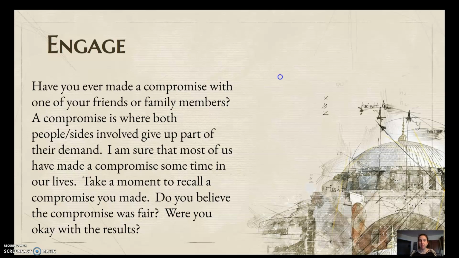My husband's an attorney, so he makes compromises for a living, and he always says the best compromises are when both sides feel slightly cheated. So that is when a good compromise takes place, when both sides feel like they have lost something and feel a little bit cheated. Then you know you have a good compromise.